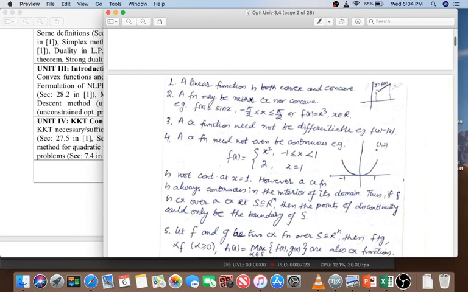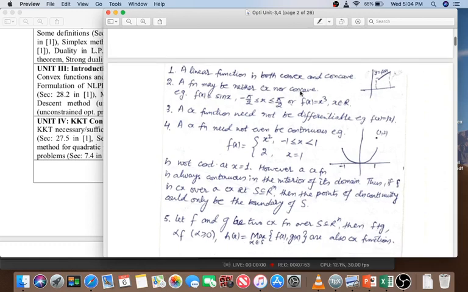First property: a linear function is both convex and concave. You take any linear function, draw a line y = f(x), where it's a linear function, any line like 2x + 3y = 0 or 6 or something. It will always be convex and concave, because whenever you take any 2 points on the line and join them by a line, the line lies itself on the curve, which is a linear function. A function may be neither convex nor concave, like f(x) = sin x.